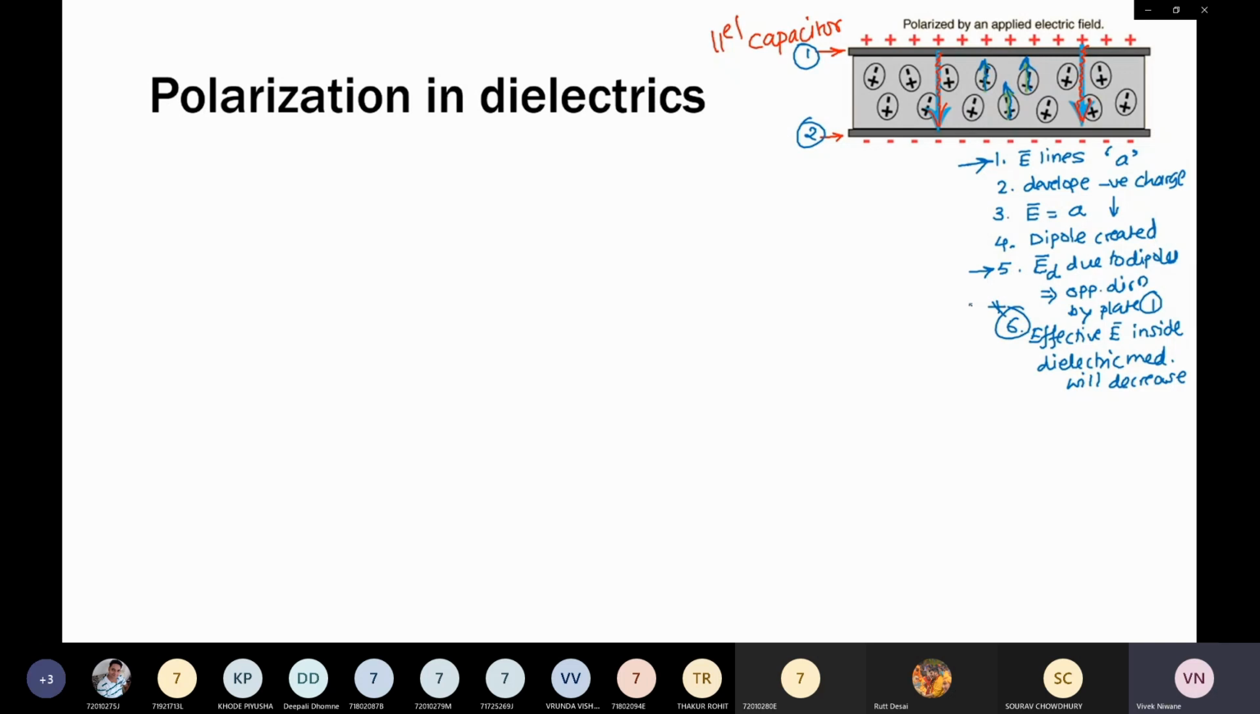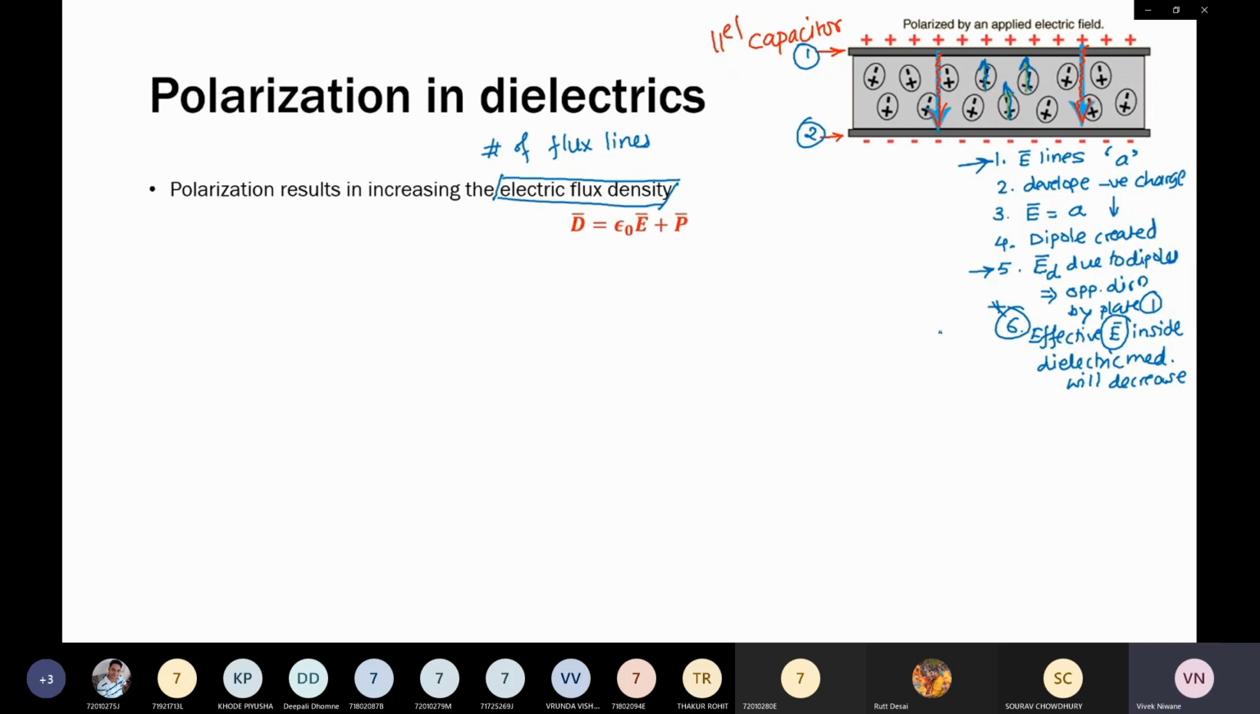Now let us go through the text and some little notations. Polarization results in increasing the electric flux density. What is here? Electric flux density. Definitely the number of flux lines is increasing, but the electric field intensity is going to decrease. So the flux density D bar, which was previously only epsilon 0 E bar, will now have an increase in its quantity, the number of flux lines, where P bar is the polarization.